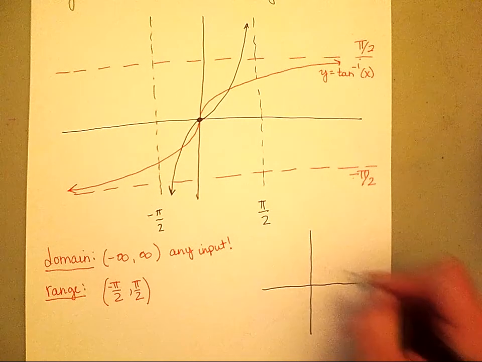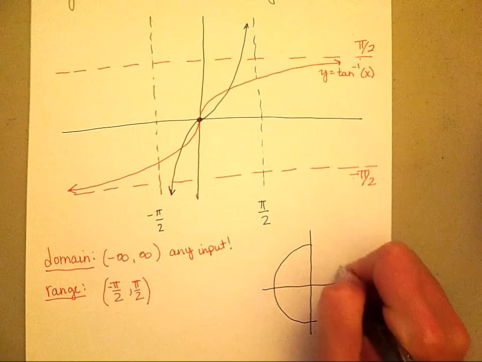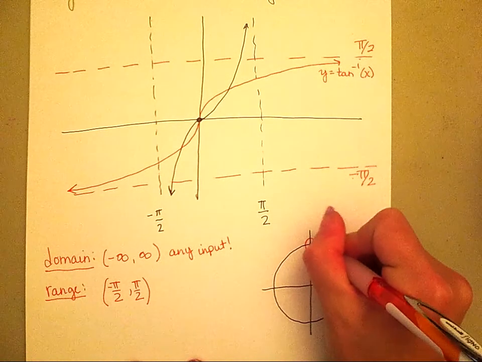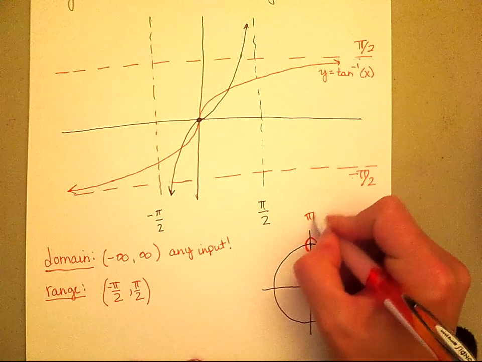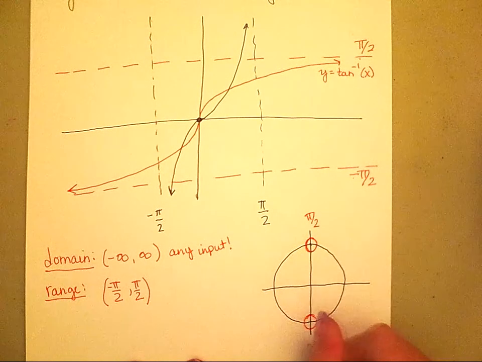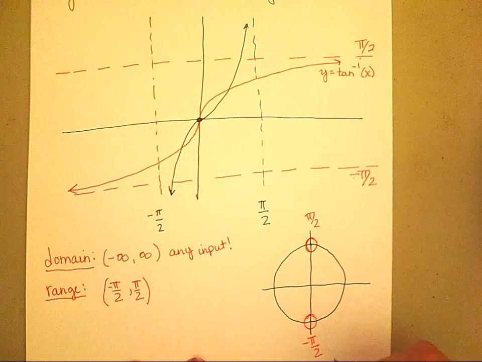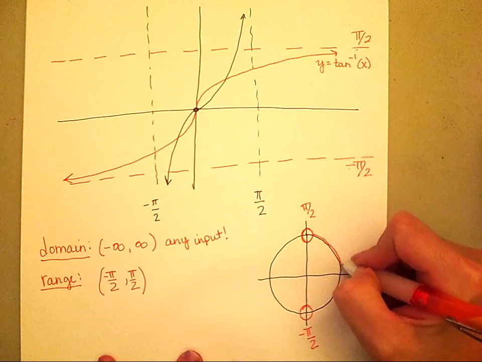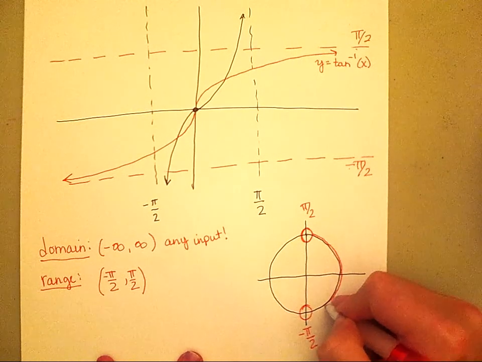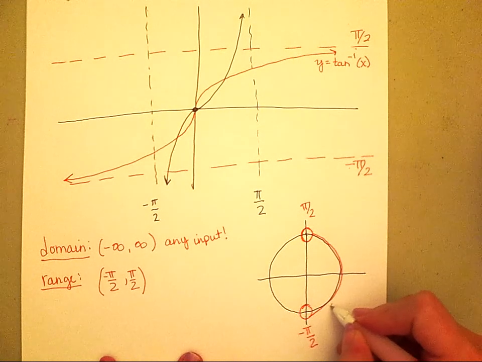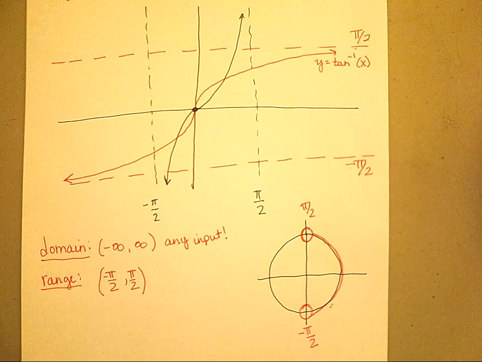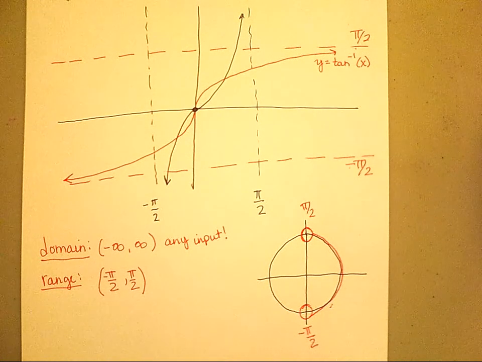So in this way, the inverse tangent is nearly identical to the inverse sine, except now I'm going to draw open circles here at positive pi over 2 and negative pi over 2 because I have to leave out the asymptotes. And again, we'll have that problem of we have to get the coterminal angle in the negative space.